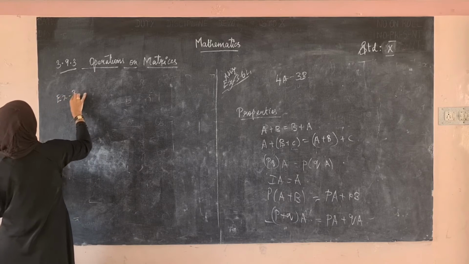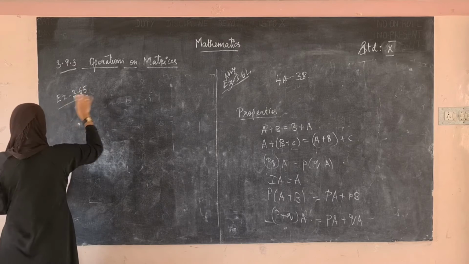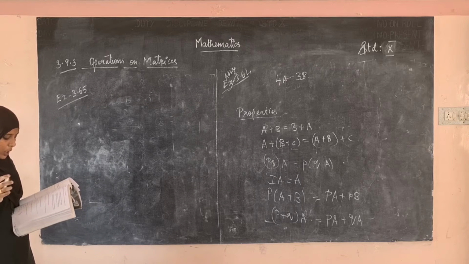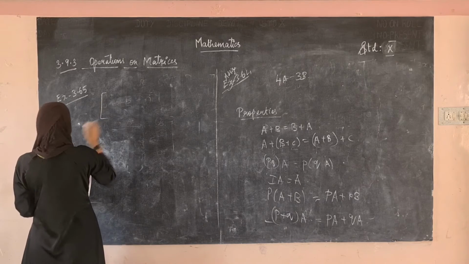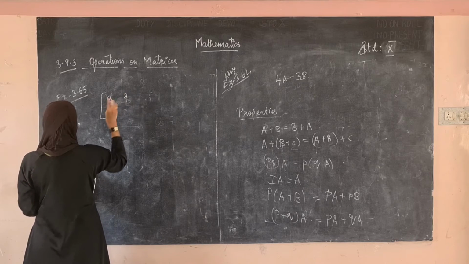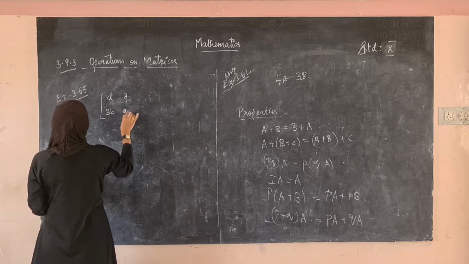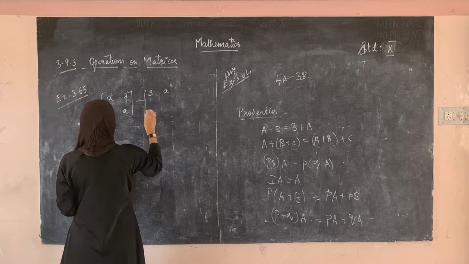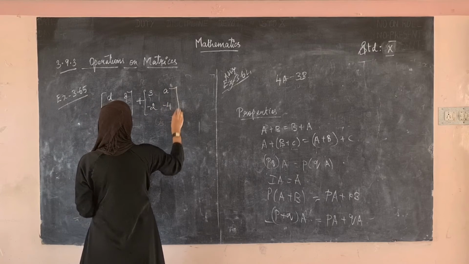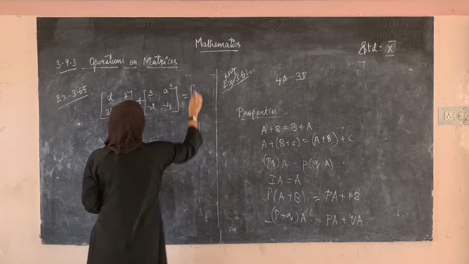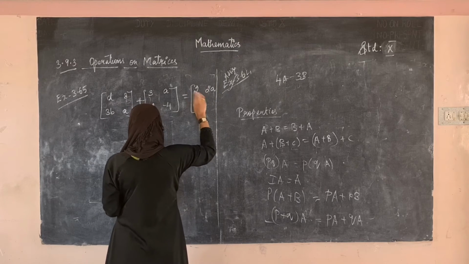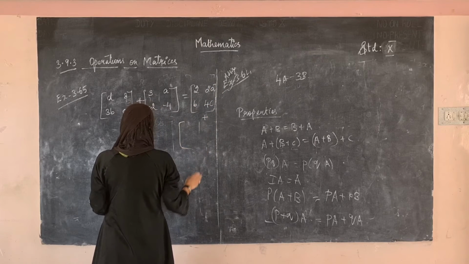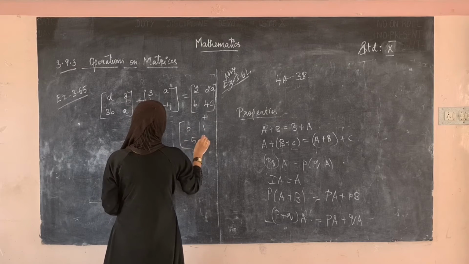See the next example. Example number 3.65. Find the value of A, B, C, D, X and Y from the following matrix equation they have given. The equation they have given is the matrix D, 8, 3B, A, plus the matrix 3, A, minus 2, minus 4, is equal to 2 into the matrix A, B, 4C, plus the matrix 0, 1, minus 5, 0.